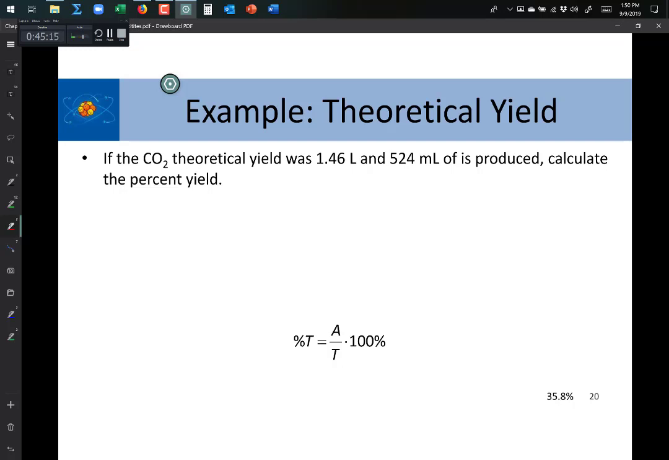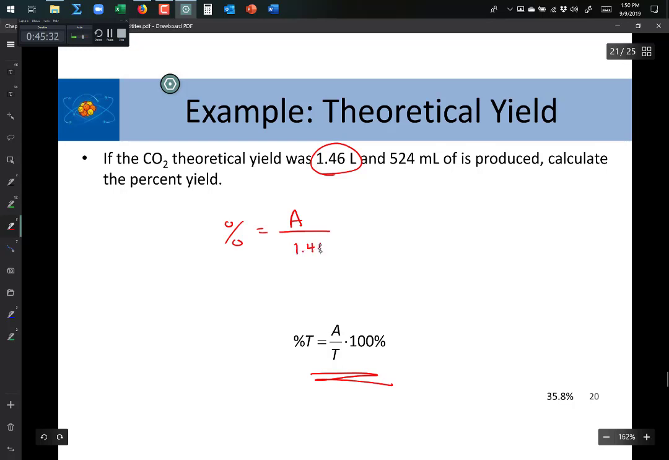Calculate the percent yield. So my theoretical yield is this. This is what you would spend all your time mostly calculating. So my percent yield is my actual over my theoretical, right? This is the equation that's down here. Theoretical in this case would be 1.46 liters.